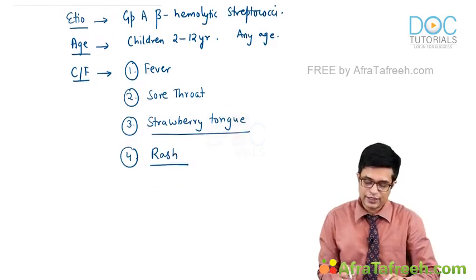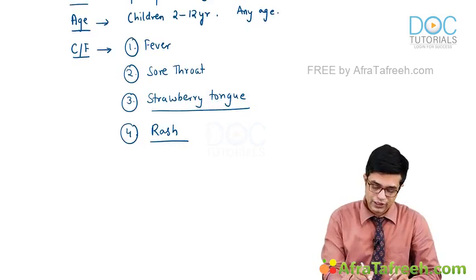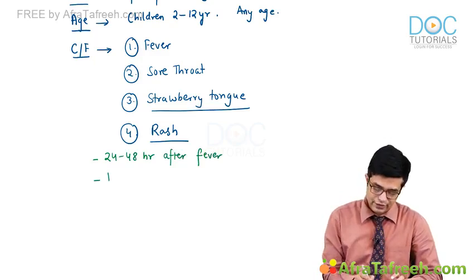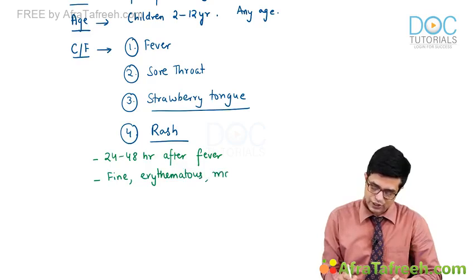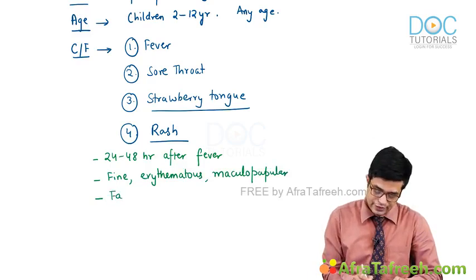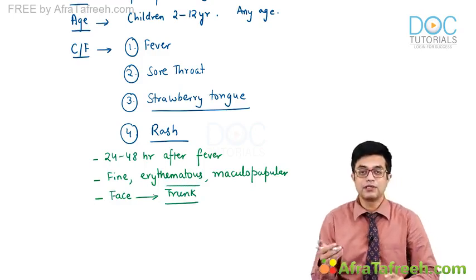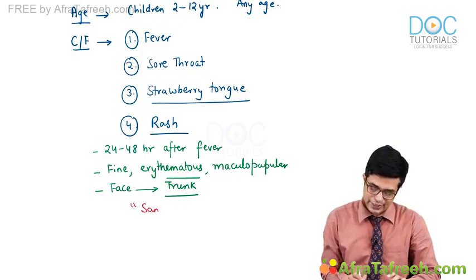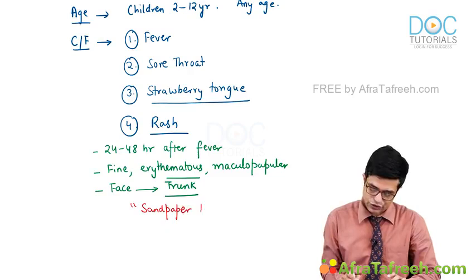Now, the important thing regarding rash that you should remember is rash usually appears 24 to 48 hours after the onset of fever. Second thing regarding rash is that it is a fine erythematous maculopapular rash which starts from the face, spreads to the trunk, and most of the children by the time they present have a rash on the trunk. It gives an appearance which is called sandpaper appearance or sandpaper rash.